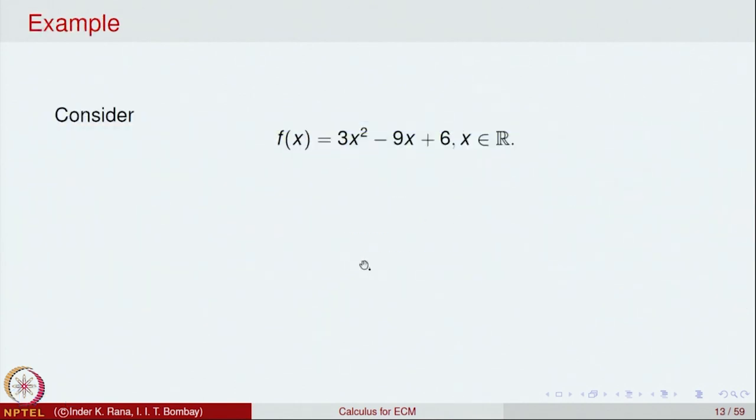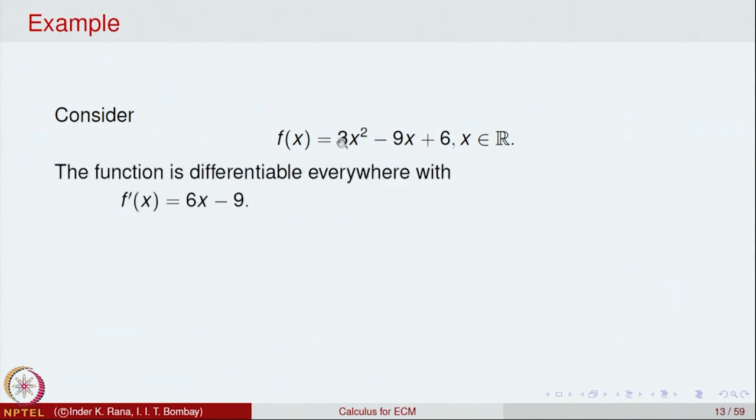So let us look at an example. f of x is equal to 3x square minus 9x plus 6, x belonging to R. So the domain of the function is the whole of the real line. This is a polynomial function, so it is continuous everywhere, and of course it is also differentiable everywhere. So there is no problem of non-differentiability and such things. So let us compute the derivative of this. The derivative will be 6x minus 9.